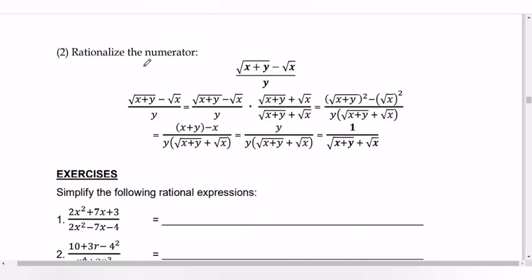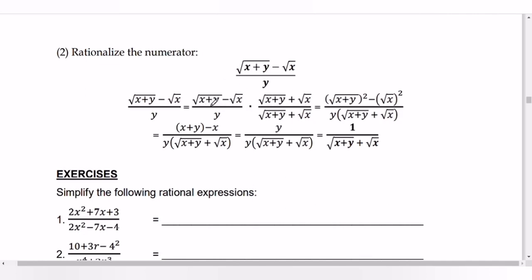The last example is to rationalize the numerator. So we have here square root of x plus y minus square root of x, divided by y. What we need to do is find the conjugate of our numerator, since this is the most complicated term. We have the radical sign, so this is the one that we need to simplify.